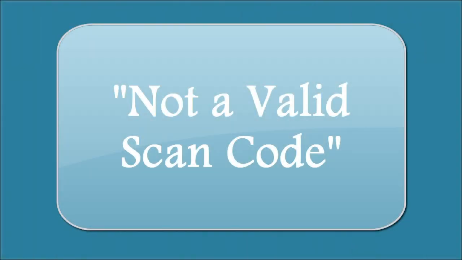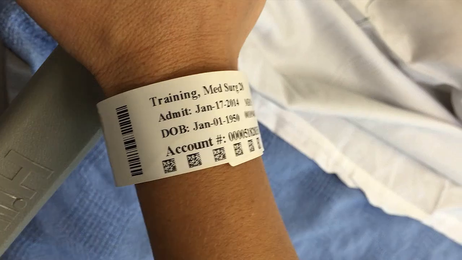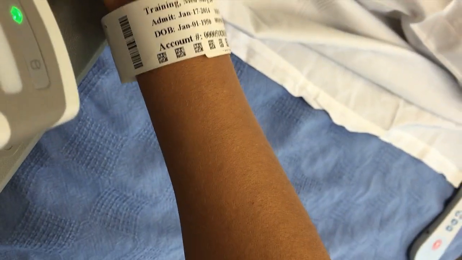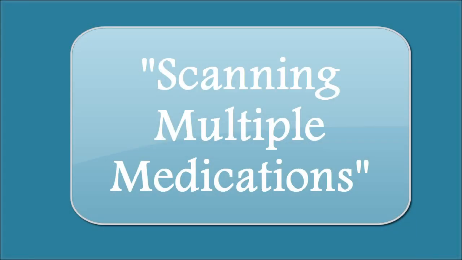Not a valid scan code. For this example, this simply means that you've scanned the wrong patient or the wrong barcode. If you've pulled up your patient in EMR and you've accidentally clicked on the wrong patient and you scan their barcode, you're going to get this error code. This can also occur if you scan your linear barcode that we use for blood sugars. Bad idea. The last example is scanning multiple medications.